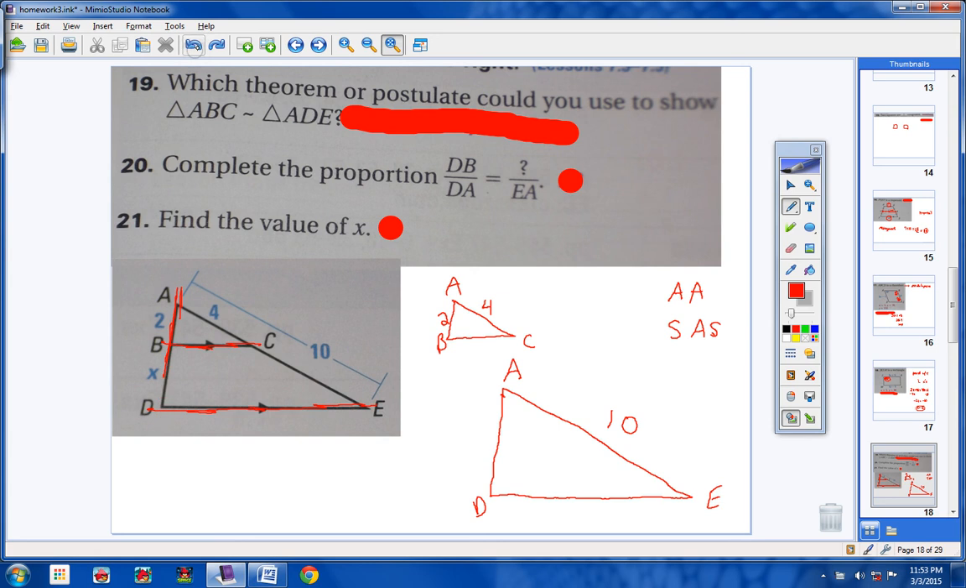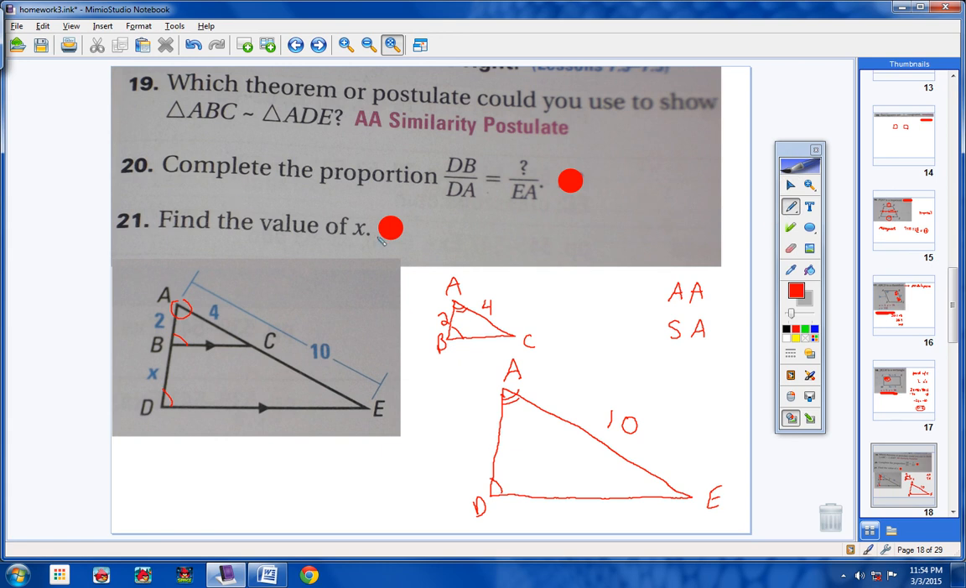So I know that this angle right here is congruent to this angle here, okay? This angle here, this angle here. But hold it. Don't both triangles share this angle right here? Sure they do. So I know this angle here is congruent to this angle here. So which theorem or postulate would you use to show the two triangles are similar? The angle-angle postulate. Okay, that's what I would use, angle-angle.